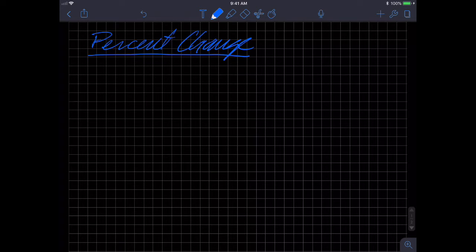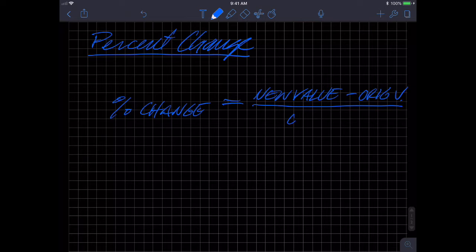So a quick video on percent change, or change in percent. I've always called it percent change. So really the percent change in values is equal to the new value, so the value after the change has occurred, minus the original value, divided by the original value.